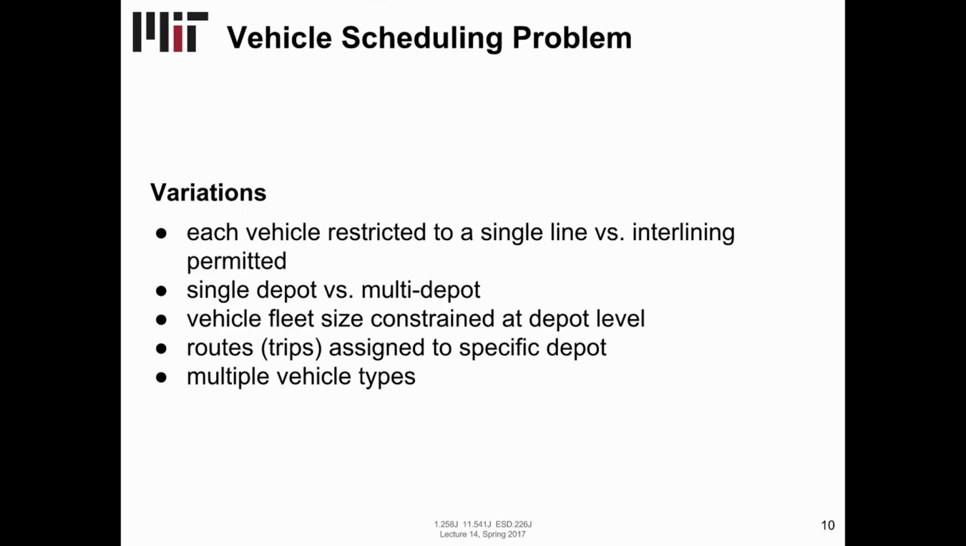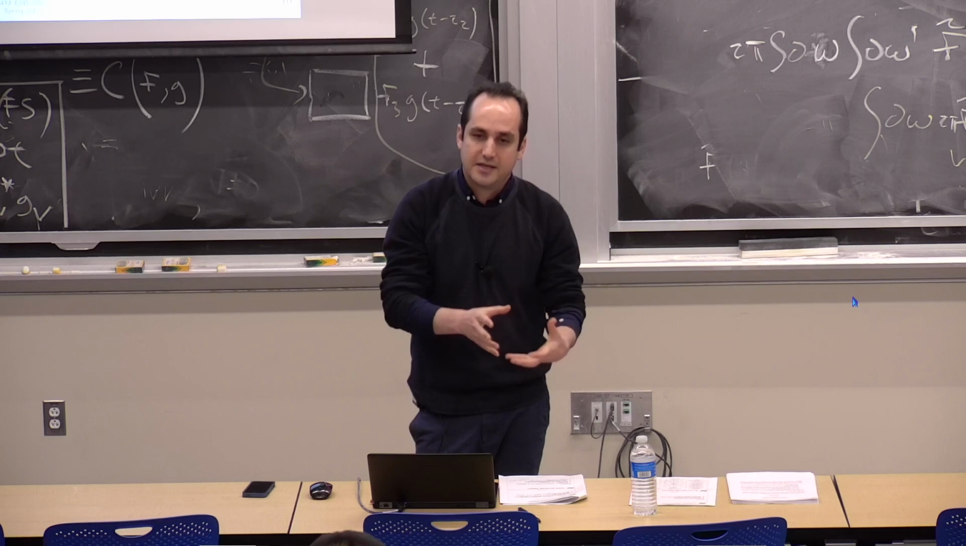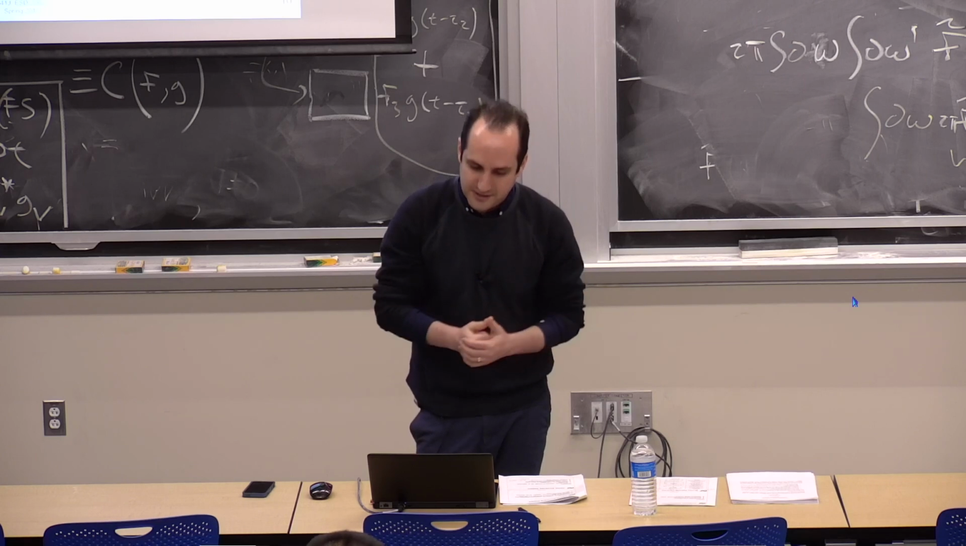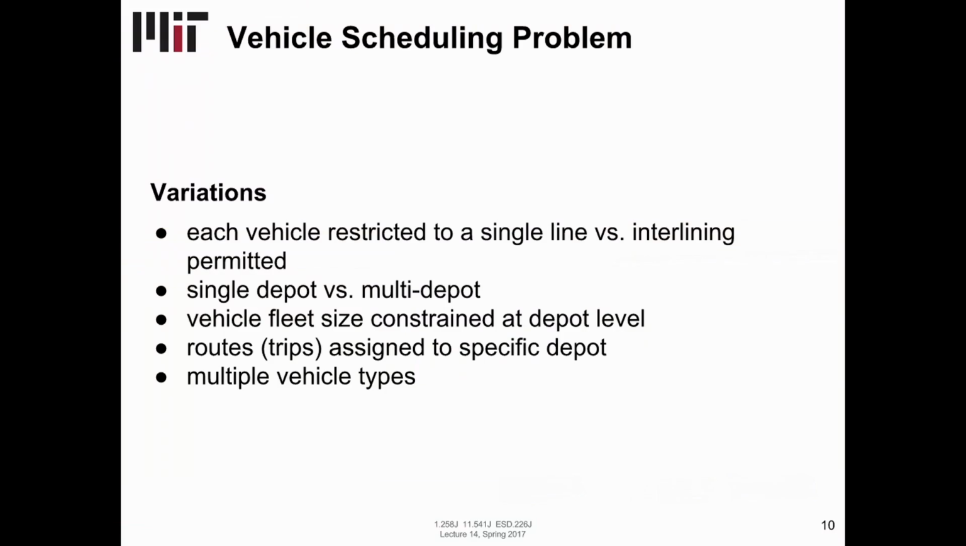There are variations to the problem that can make it more complicated, but we are going to stick to the simplest one and show how we can formulate the problem, model it, and what the algorithms are that can solve it for us. One possible variation is related to vehicles servicing single lines or single routes, or interlining between different routes. The other variation would be related to the possibility of having multiple depots in the network.